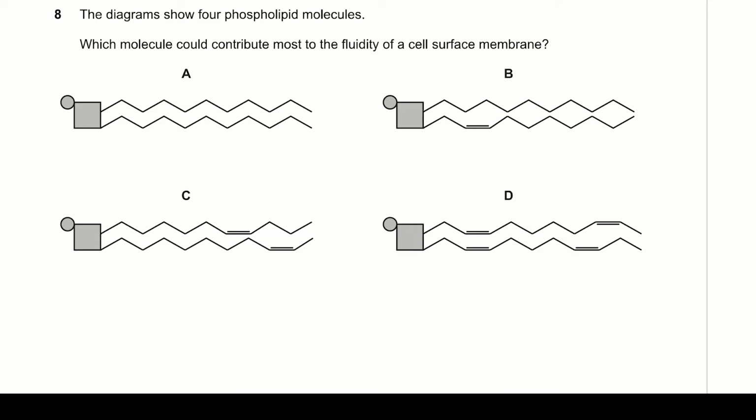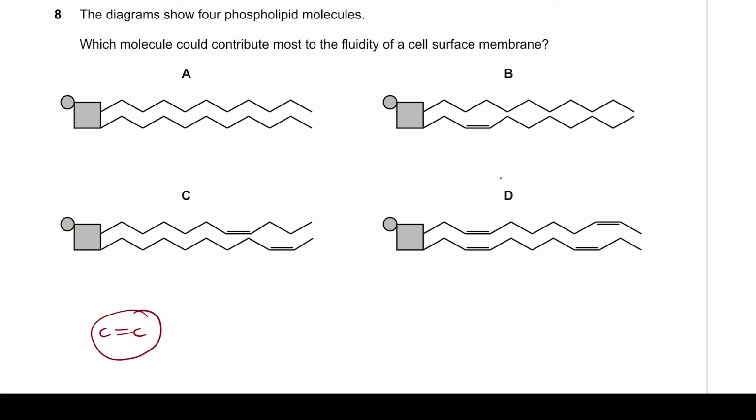Which molecule could contribute to the most fluidity of a cell surface membrane? So the molecule that contributes to the most fluidity in this case is the one that has the most double bonds. The reason for this is that the double bonds prevent the close packing of phospholipids. And if phospholipids don't pack close together, the membrane is normally more fluid. Therefore, here we're looking for the molecule that has the most number of double bonds.